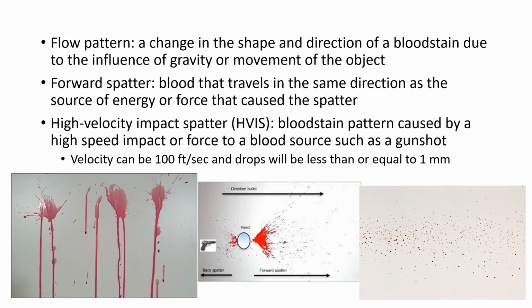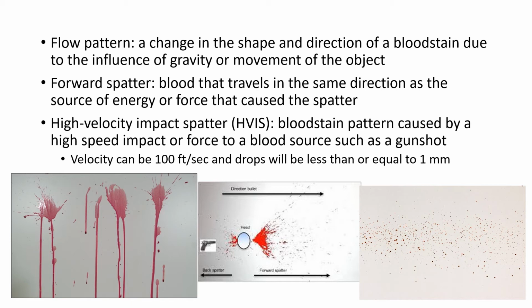We also look at flow pattern. A lot of times we're going to see this whenever blood is on a vertical surface, like a wall, things like that. So it's going to be a change in the shape and direction of a blood stain due to the influence of gravity or movement of the object. This picture is depicted in the bottom left. There's blood that's on the wall. Well, gravity is pulling that down, so you're going to see a trail of blood moving downward. Same thing if this was on the outside of a car, as they're driving, it's going to get pushed back on the car itself.